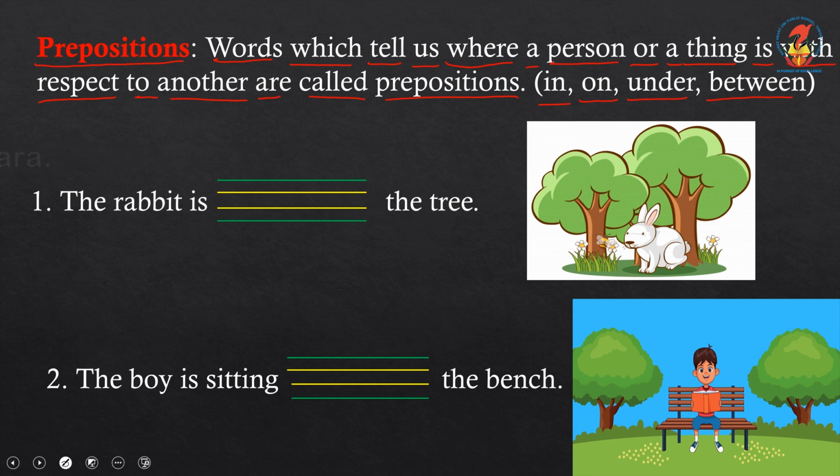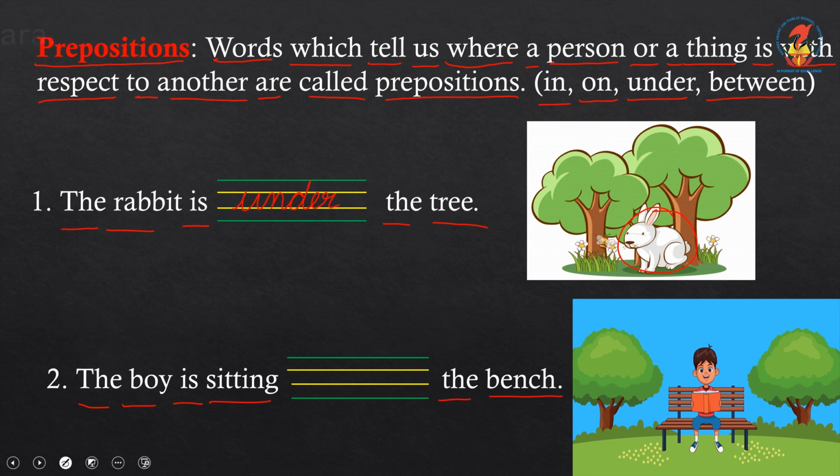Question number 1. The rabbit is dash the tree. See the picture. You have to answer from the picture. So the rabbit is dash the tree. Where is it? It is under. So take out your pencil and write here: under the tree.